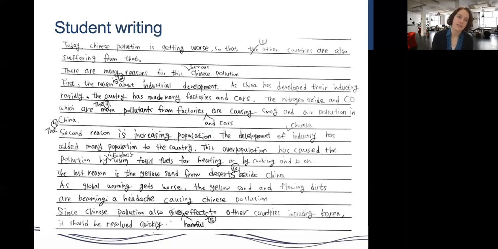They introduce a second reason and then offer some support for that. Then they have a concluding sentence. Now, notice that there are some errors here, which are marked. We've deleted or indicated that the should be deleted here, added a verb here. Now notice this one, the nitrogen oxide.